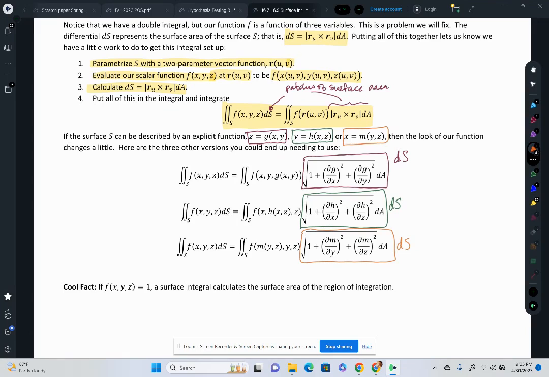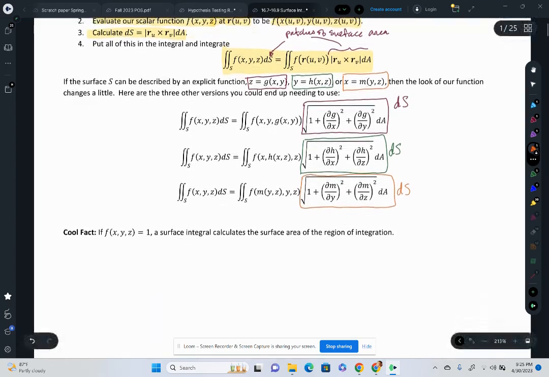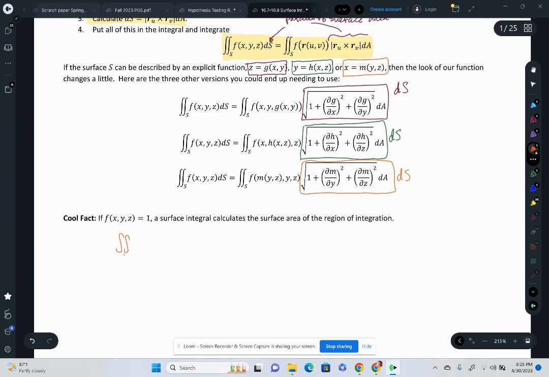Okay? Cool fact: if you can imagine little f of x, y, z is equal to 1, then a surface integral over S of f of x, y, z dS is just equal to the double integral over S of 1 dS. But remember, dS is going to give us the magnitude of the cross product of r sub u and r sub v dA, which is just going to be surface area.